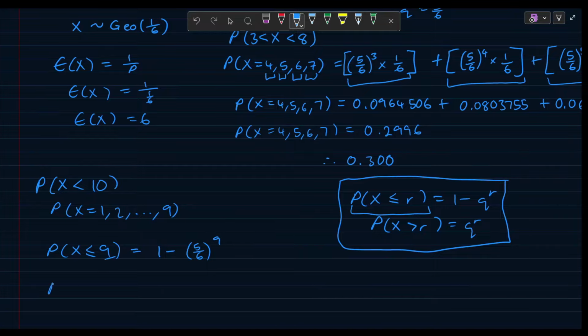So it means the probability that x is less than or equal to 9 is equal to, let's punch that into the calculator, that's 1 minus 5 over 6 to the power 9. And that gives us 0.806, and that is our final answer.